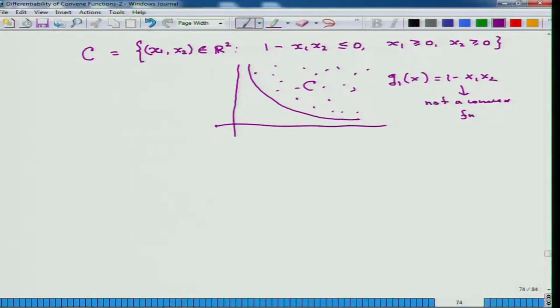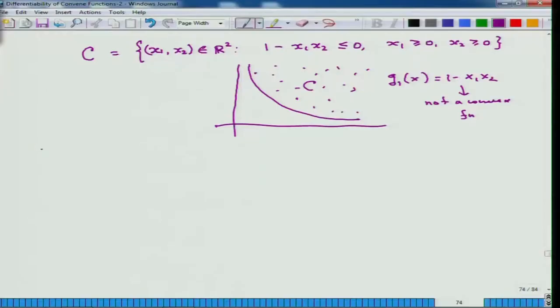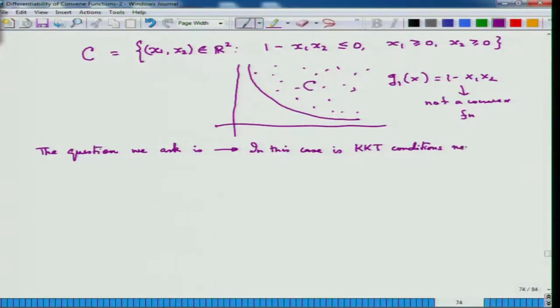So, here what is happening is a representation. In the representation of the set C, I am forced to take in a non-convex function, at least one of the functions is non-convex. So, it is really not a convex programming problem in the sense of terminology, but it is a convex optimization problem. So, the question we ask is the following: in this case, are KKT conditions necessary and sufficient?